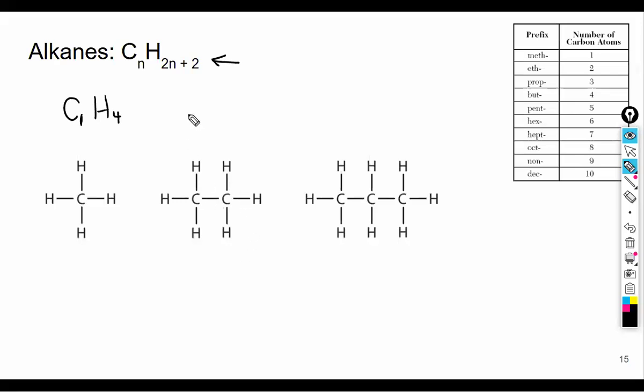The second one is also an alkane. Look, it has 2 carbons, 1, 2. When N is 2, 2 by 2 is 4, plus 2 is 6. Do I have 6? 1, 2, 3, 4, 5, 6. Correct. And the third one, C3, you can just trust me on this. You will get 8.